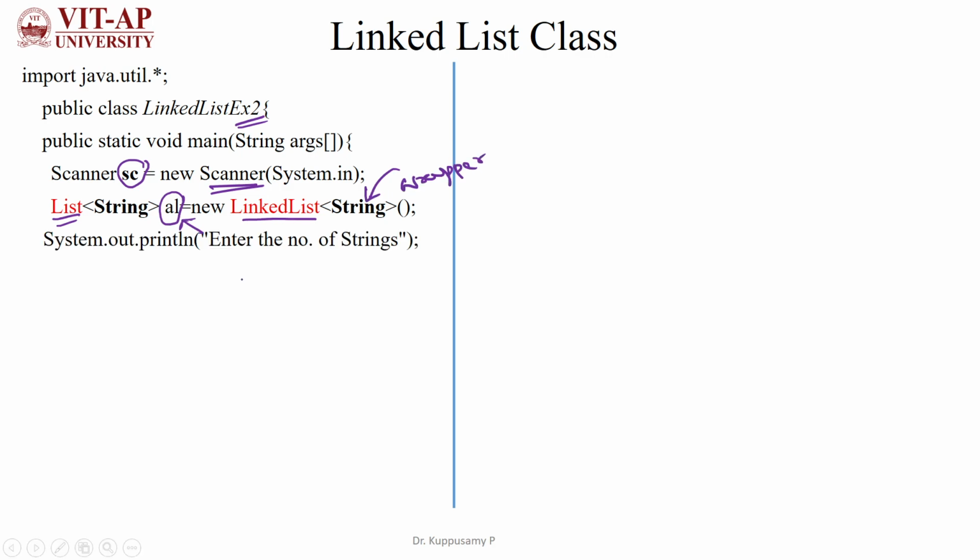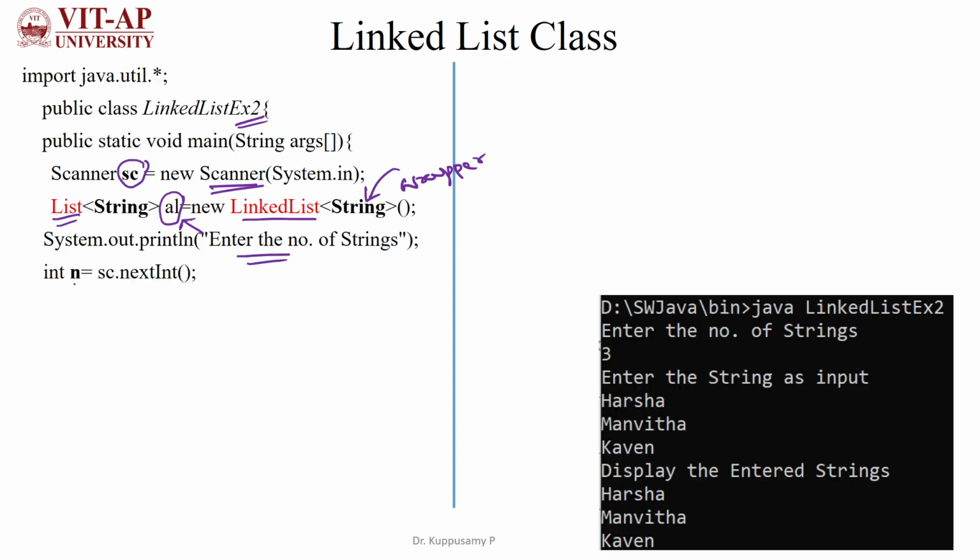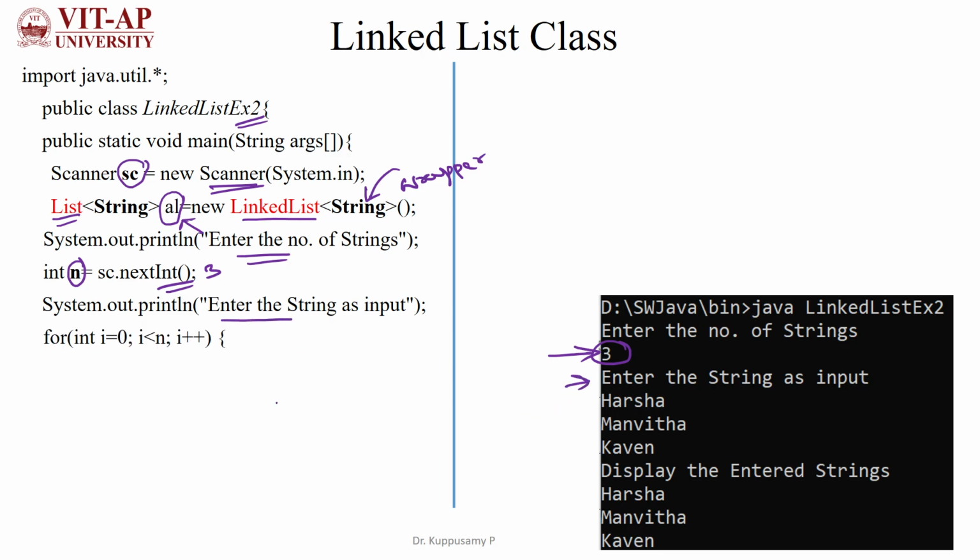Now here I am going to enter the number of strings. The number of strings is the n value here, which receives the input. As per our example, 3 is the n value. So here I enter it, then I display "enter the strings" as an input prompt. Then inside the for loop, i equal to 0 to i less than 3. So 3 inputs I am going to enter.